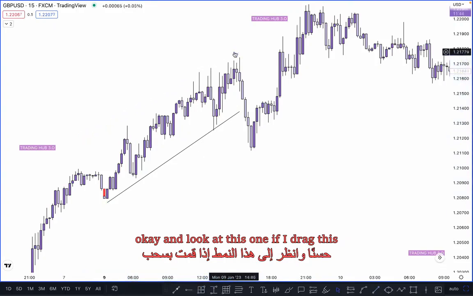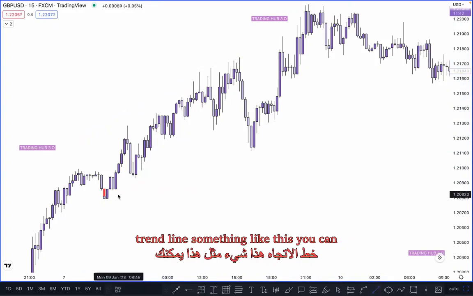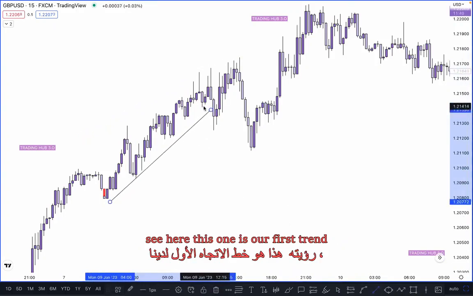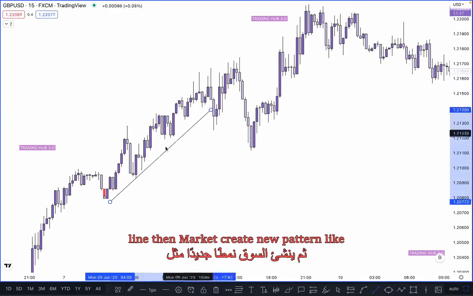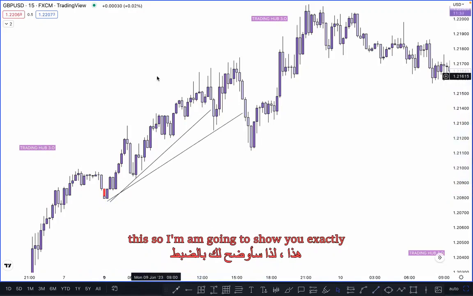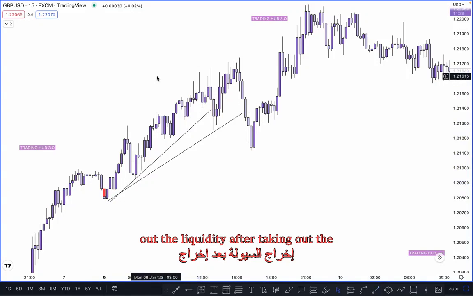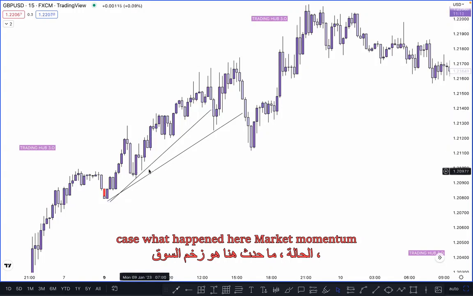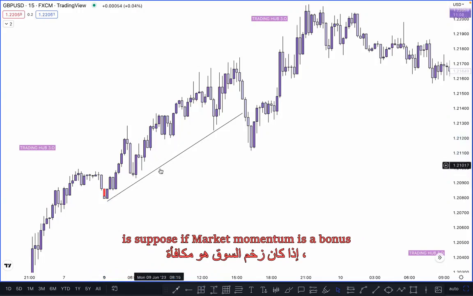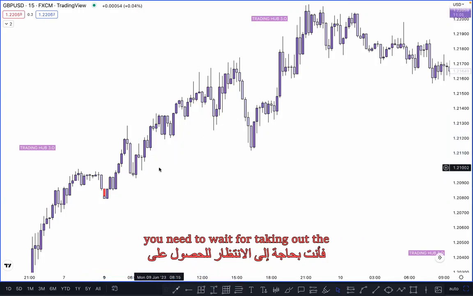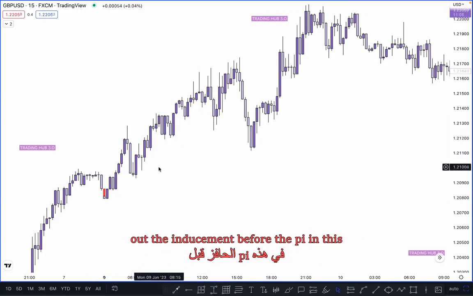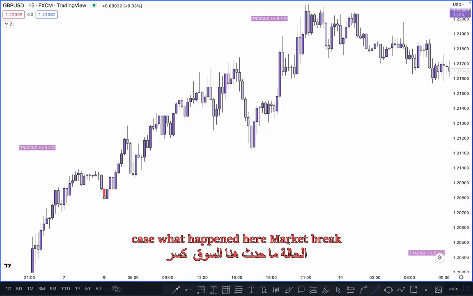Okay, and look at this one. If I drag this trend line something like this, you can see this is our first trend line, then the market creates a new pattern like this. I'm going to show you exactly how we can take entry after taking out the liquidity and the inducement. These are basically additional confirmation for a buy or sell, to identify the POI. So in this case, what happened here? Market momentum is bullish. If market momentum is bullish, you need to wait for the liquidity to be taken out, and wait for the inducement to be taken out before the buy. In this case, what happened here?